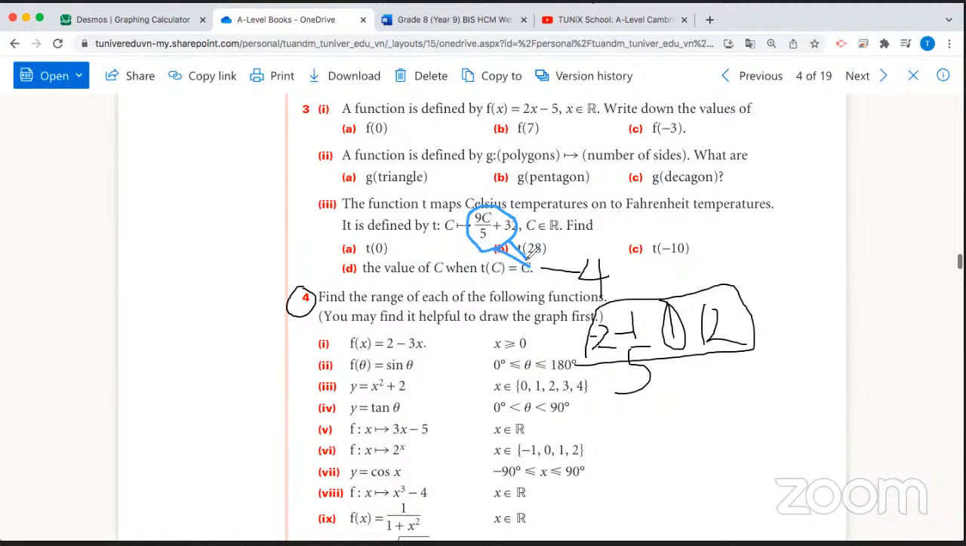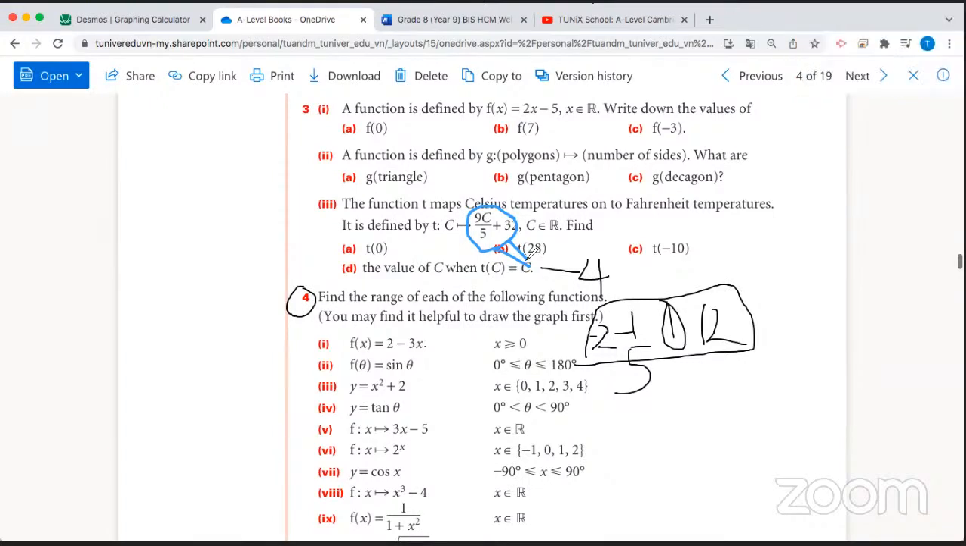To draw a graph of a function, use 5 points, use 5 values, at least. For a straight line, for a linear equation, we take only 2. That's all. If linear, take 2.